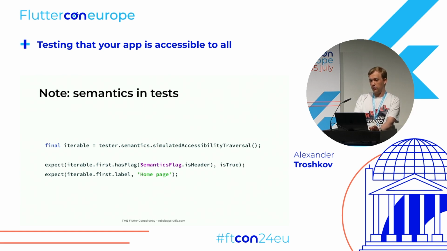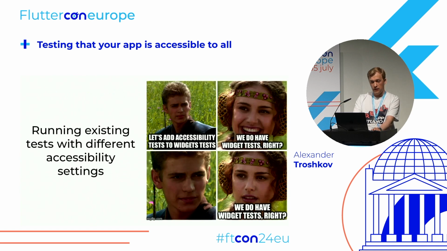So you can also perform actions like scrolling, copying, pasting, moving the cursor forward and backwards, and so on. So this could be useful for checking the semantics of a custom widget if you have one. But what if we were able to run existing widget tests by checking how they work with a bigger font size, or with animations disabled, or with the bold text setting on?